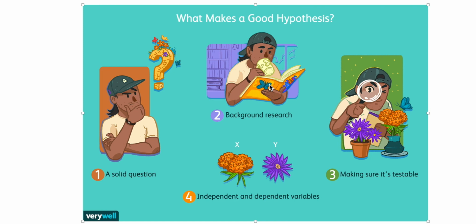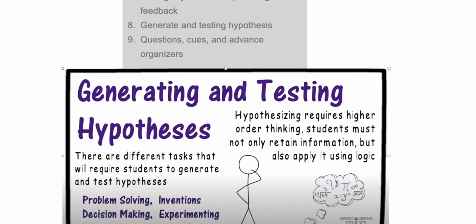And then, fourth one, you should have independent and dependent variables. Okay, so meaning you should have experiments that can be tested. Okay, you should have a reference to everything that you do in order for you to ensure that what you're testing is measurable. Okay, so that actually wraps up our generating and testing hypotheses.